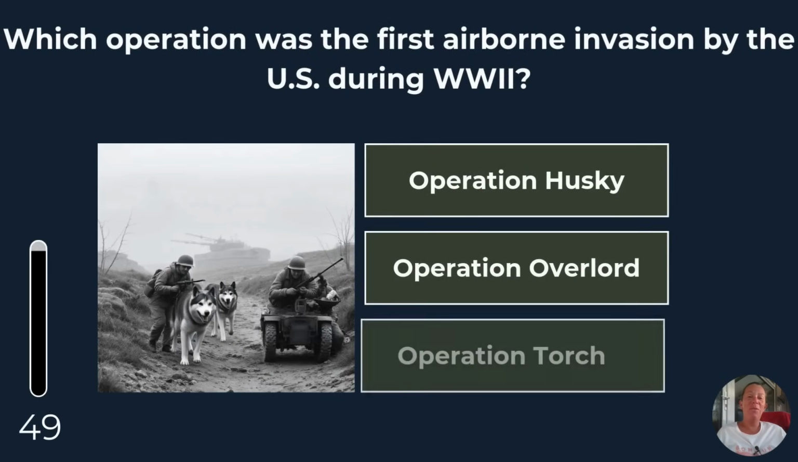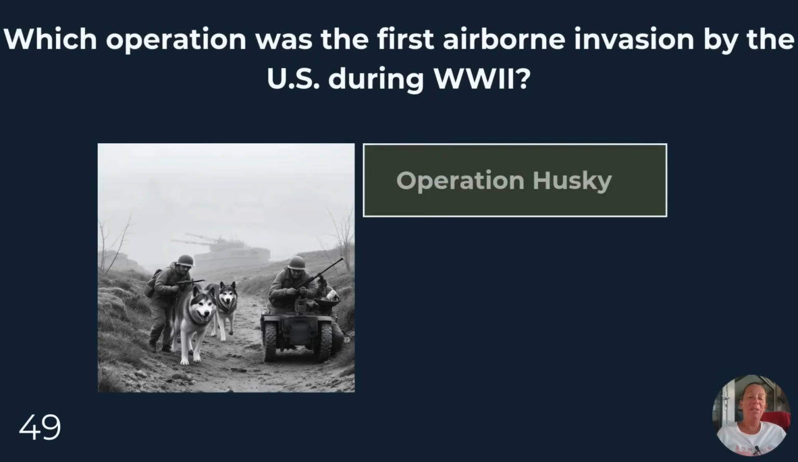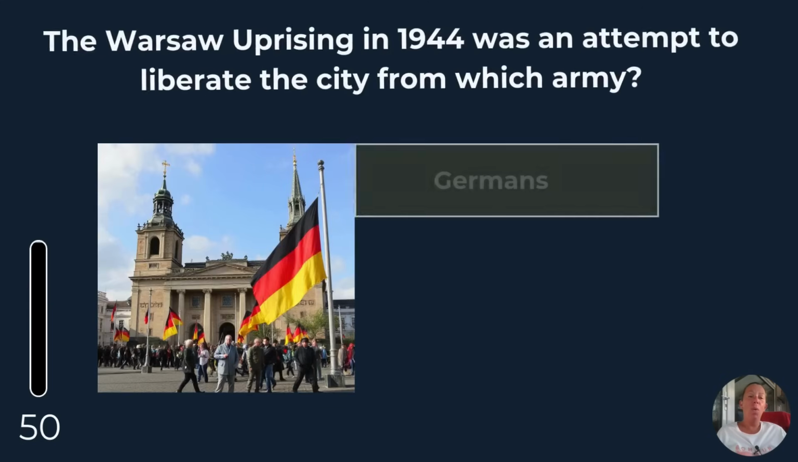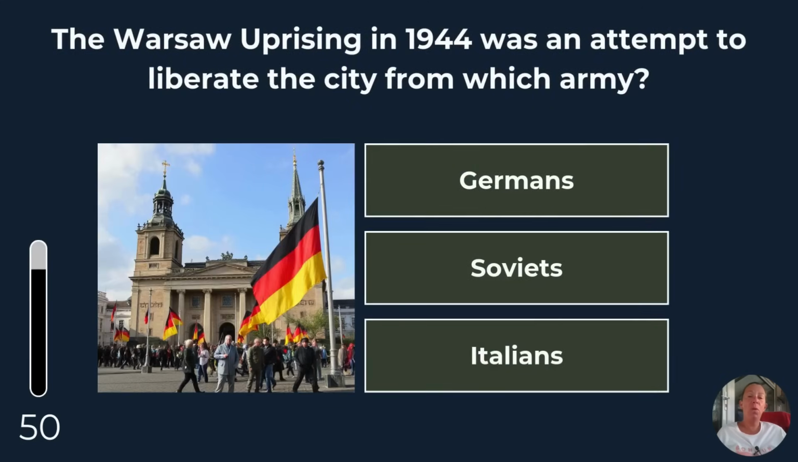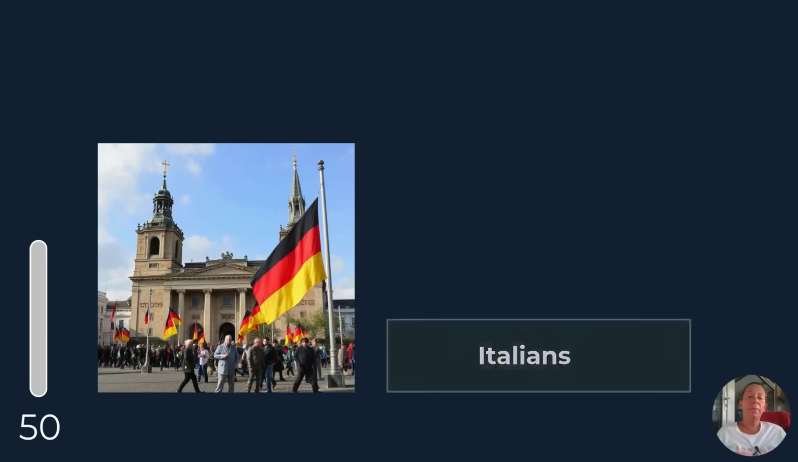Which operation was the first airborne invasion by the US during World War II? Operation Husky, Operation Overlord, or Operation Torch? Operation Husky. The Warsaw Uprising in 1944 was an attempt to liberate the city from which army? Germans, Soviets, or Italians? Germans.